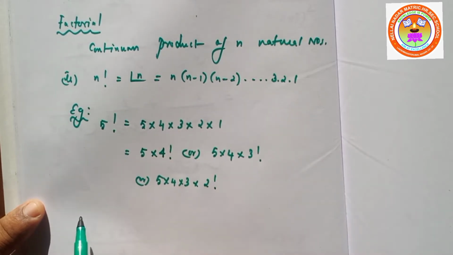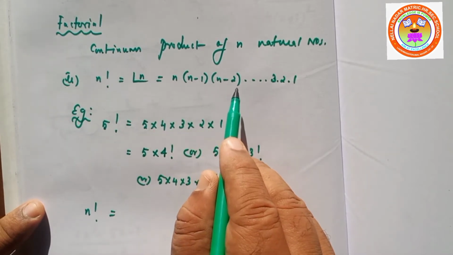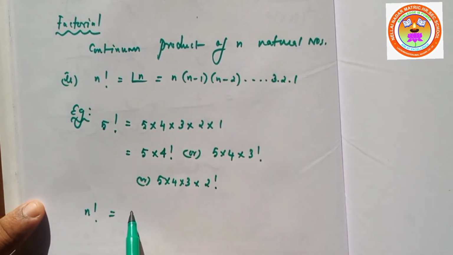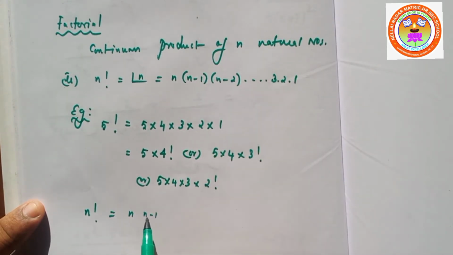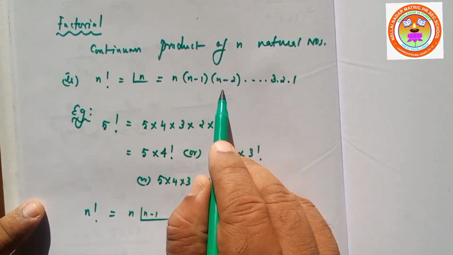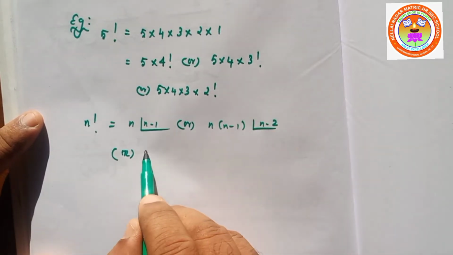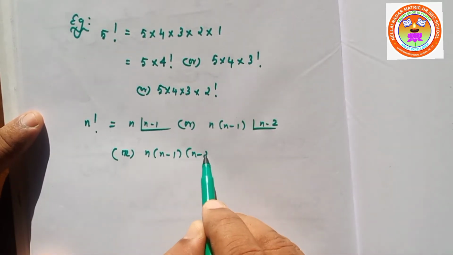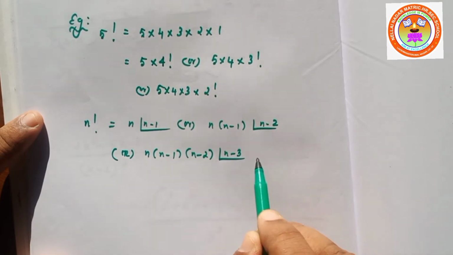So in general, n factorial is n into n minus 1, n minus 2, n minus 3, n minus 4 up to 1. So n into n minus 1 up to 1 can be written as n into n minus 1 factorial, or n into n minus 1 into n minus 2 factorial, or n into n minus 1 into n minus 2 into n minus 3 factorial, and so on.